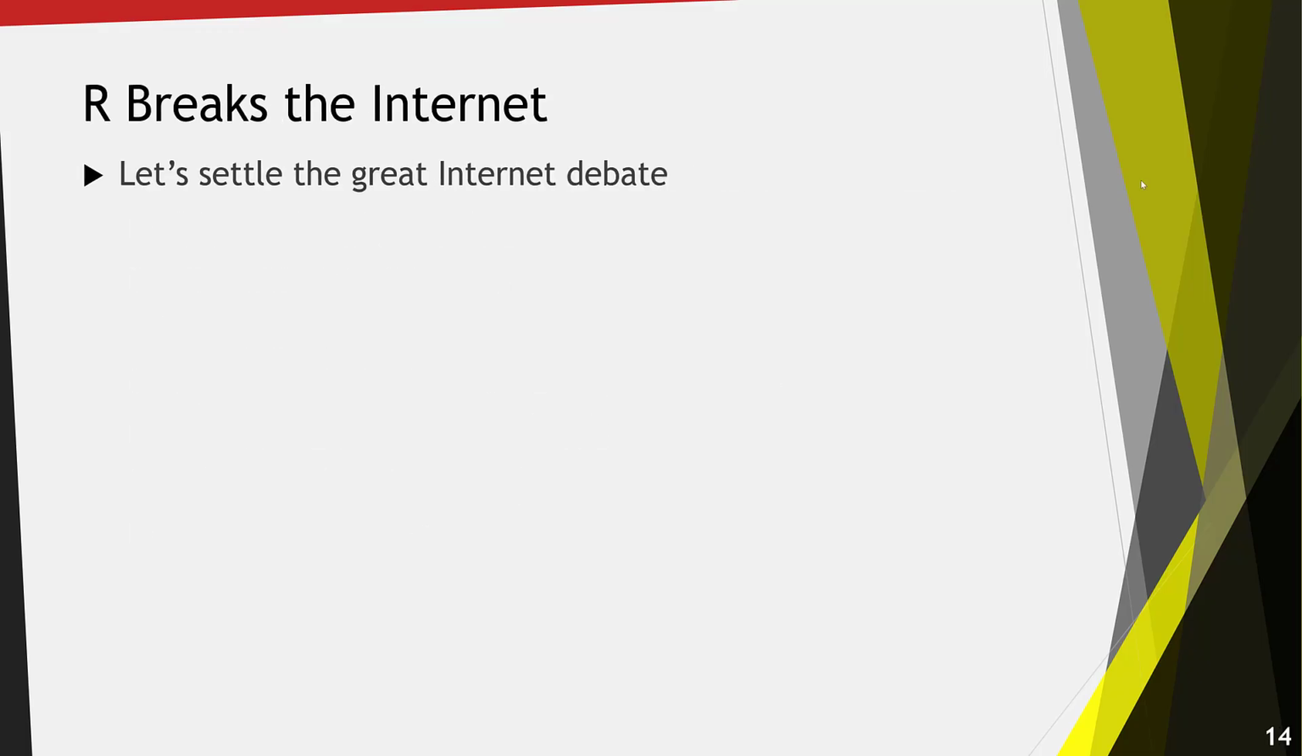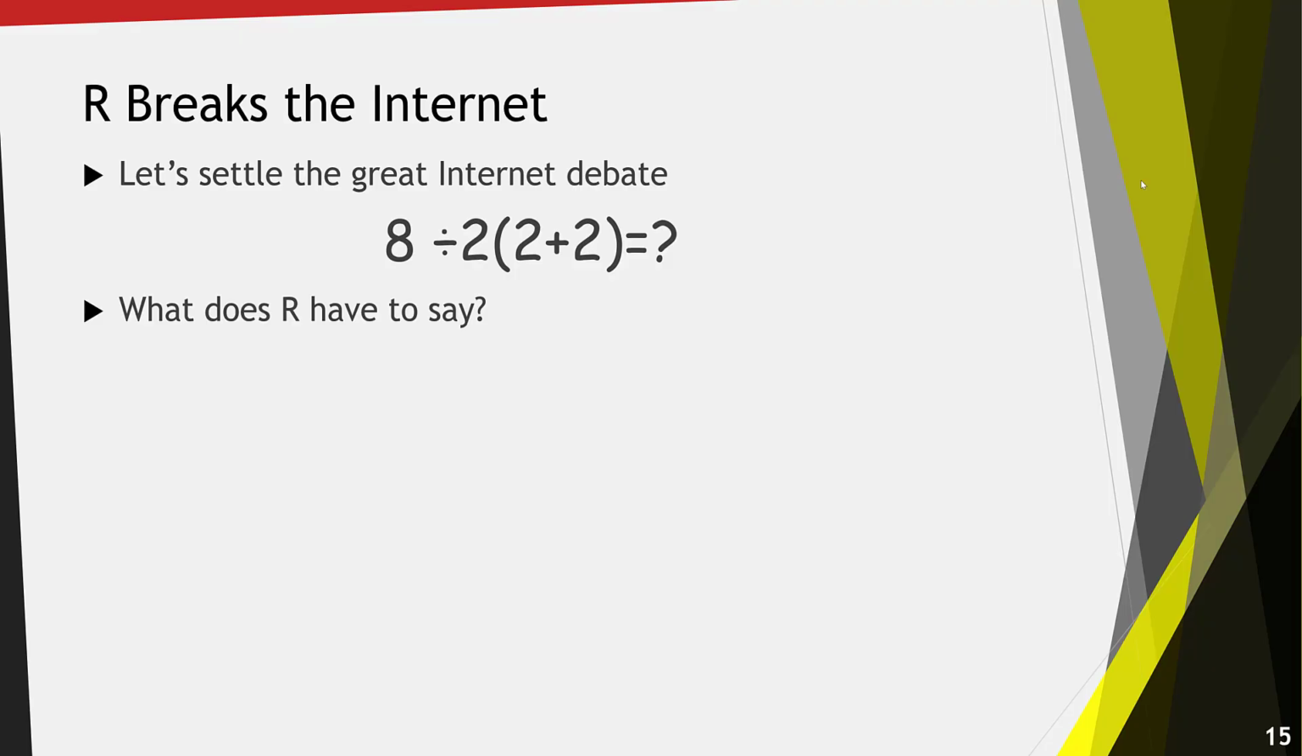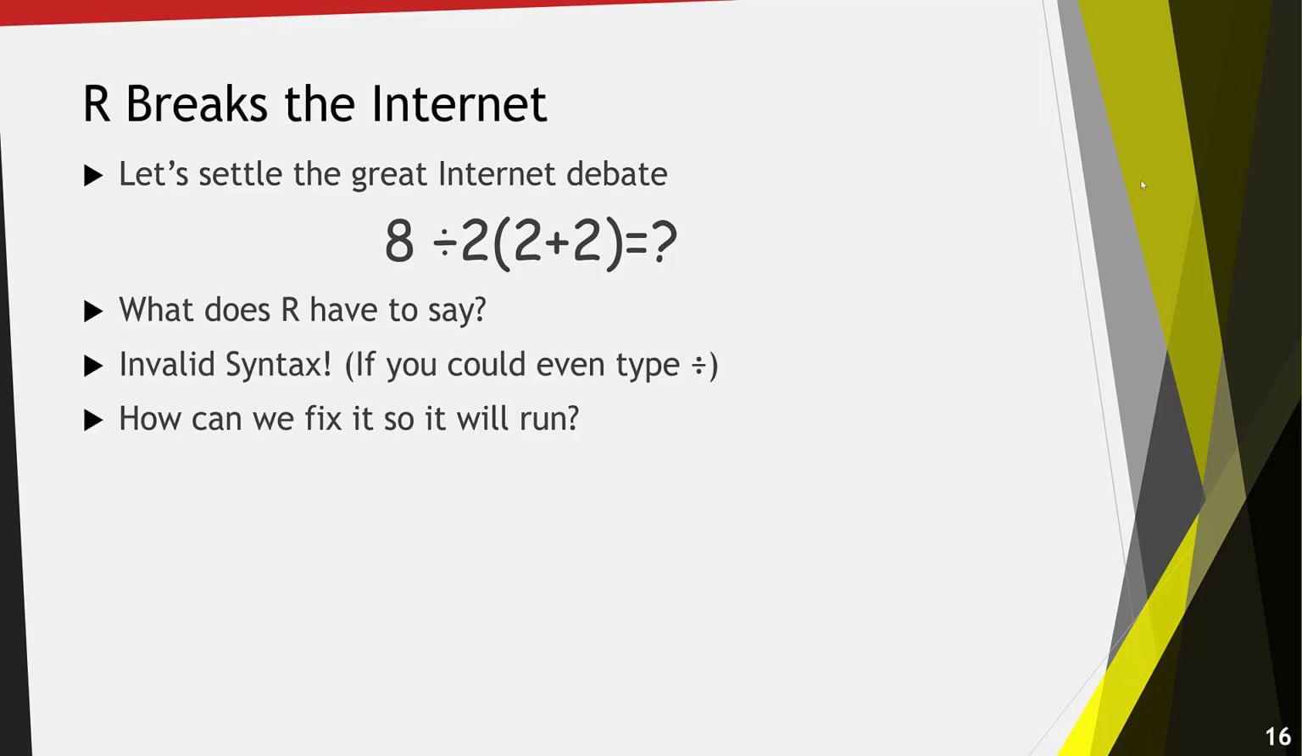So let's use R to settle the great internet debate of 2018. If you paid any attention to Instagram, there were a bunch of celebrities arguing over the solution to this math problem: 8 divided by 2 with 2 plus 2 in parentheses afterwards. What does R have to say about this? Well, this is invalid syntax. Even if you could type a division sign on the keyboard, R doesn't know what to do with the 2 hanging around outside the parentheses there.